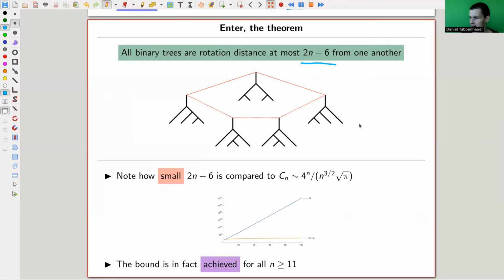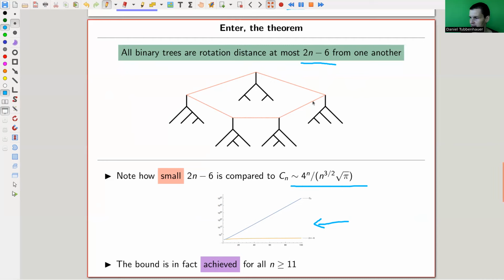It's 2n minus 6, where n is the number of vertices. Compare this to this crazy function, which just outgrows it. This is a log plot. Even in a log plot, it will outgrow that function, so one of them is linear, and the other one is essentially exponential, with the exponential factor being 4 to the n. And this is ridiculous.